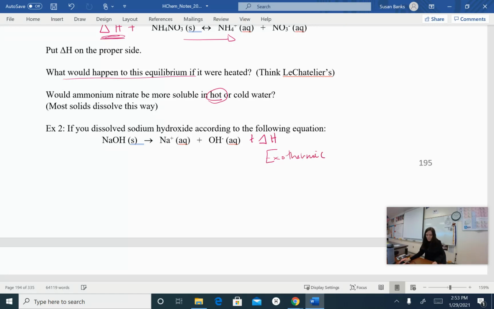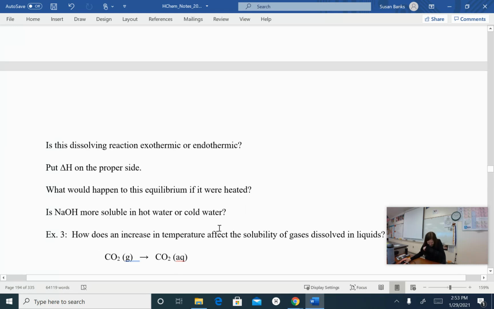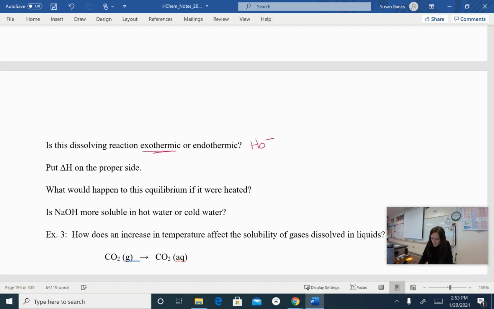Okay? All right. So this reaction is extremely exothermic. This gets really, really hot very quickly. So because it's an exothermic reaction, we're going to put the delta H on the right side of the equation. It is a product. Okay?